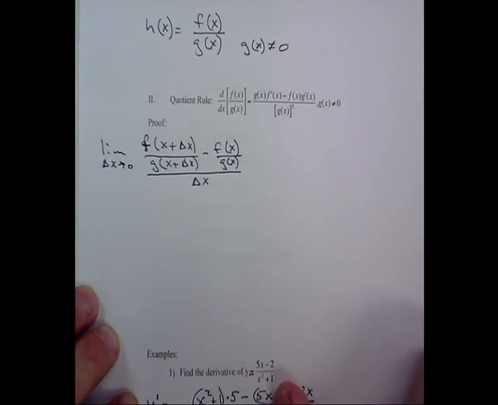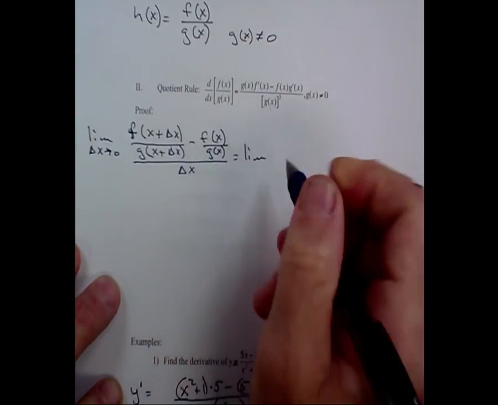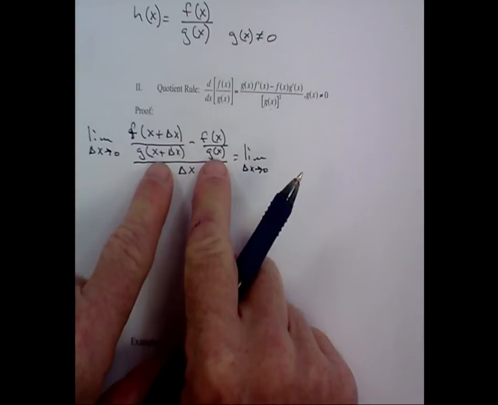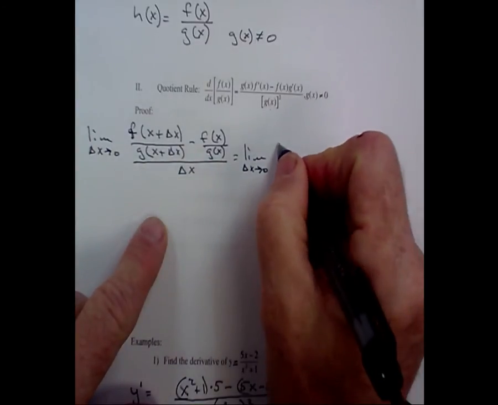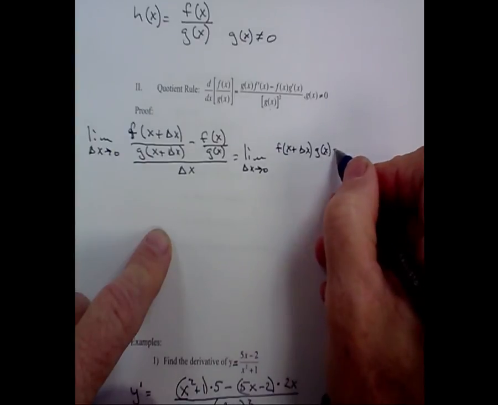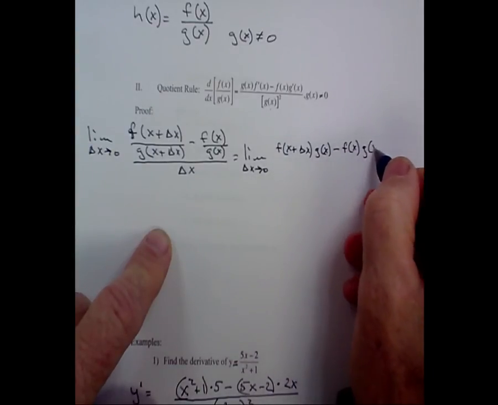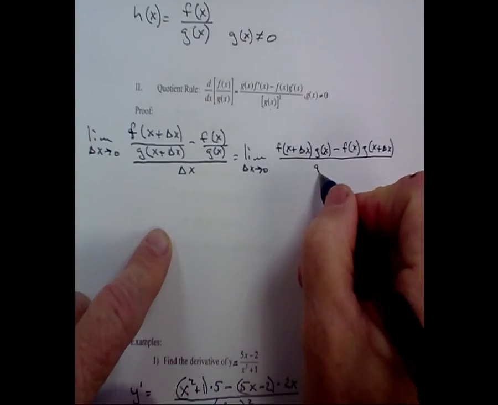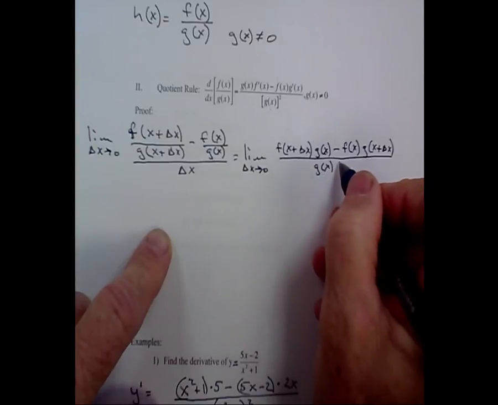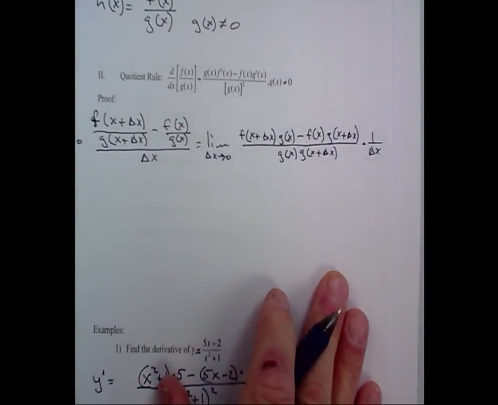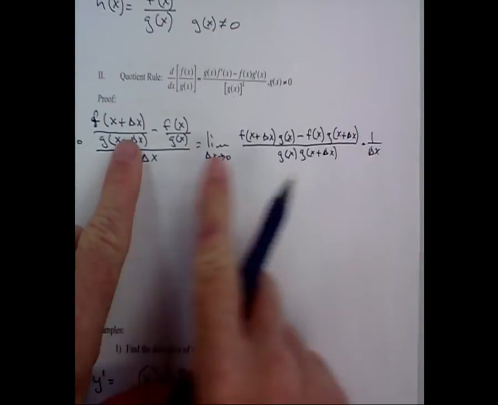And I'm going to get a common denominator. And so I'm going to rewrite it like this. The limit as delta x goes to 0. And the common denominator is the product of these two denominators. Everybody okay with that? And so what I'm going to have is f of x plus delta x times g of x minus f of x times g of x plus delta x, all over g of x times g of x plus delta x times, I'm going to multiply by the reciprocal, 1 over delta x. So I took this, multiplied by its reciprocal, I got a common denominator here.